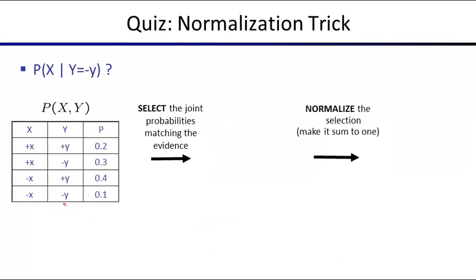Okay, so let's try it. Let's have you talk to your neighbors and find the conditional distribution for X given Y equals minus Y, applying the normalization trick. Remember, that's a two-phase process.